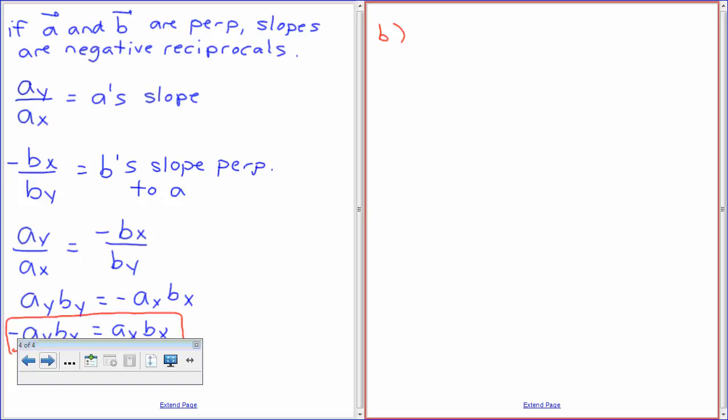14B says, prove that A dot B equals B dot A. Okay, this one should be easy.